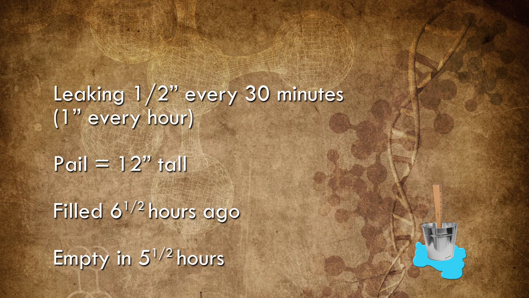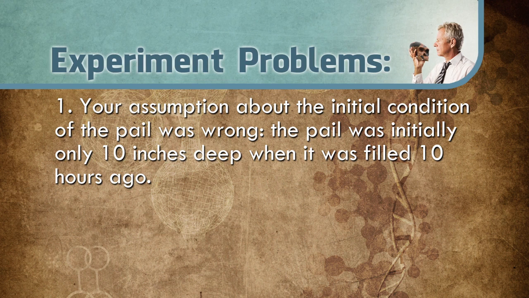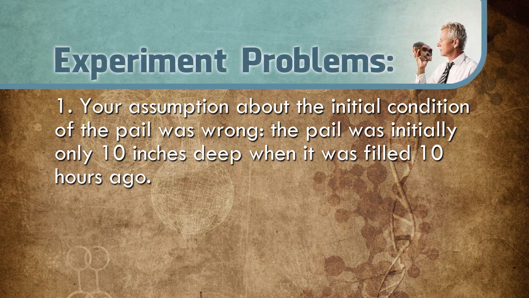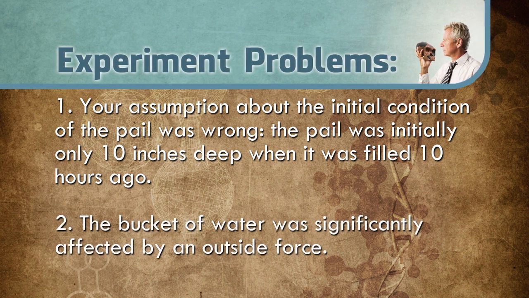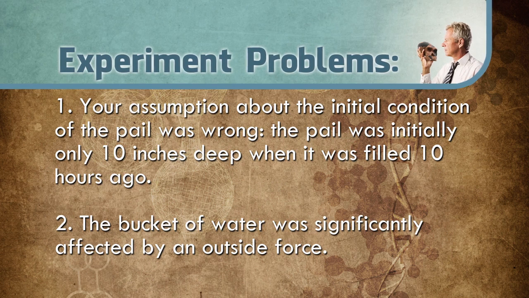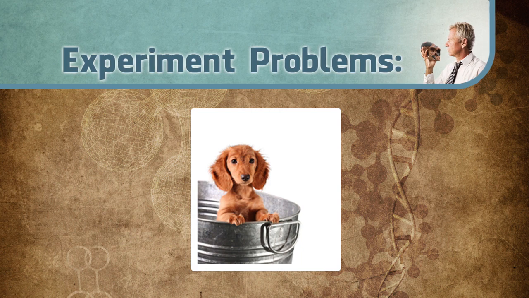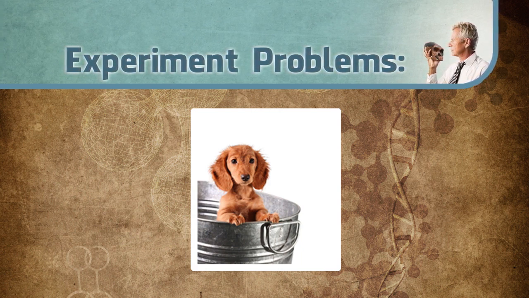But there's problems with your experiment. Little did you know that, number 1, your assumption about the initial condition of the pail was wrong. The pail was initially only 10 inches deep when it was filled 10 hours ago, not 12 inches deep. Number 2, the bucket of water was significantly affected by an outside force. 9 hours ago, a dog came and jumped into the pail, splashing half of that water out, leaving only a quarter of the pail full of water, just 3 inches of water. The force of the dog hitting that bucket caused the leak hole to get bigger, changing the leak rate of the bucket.